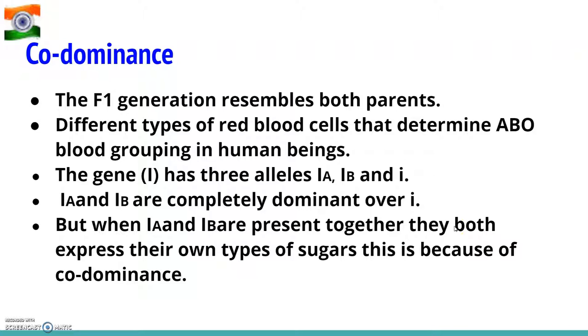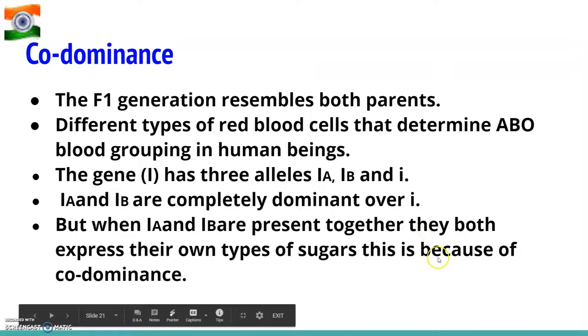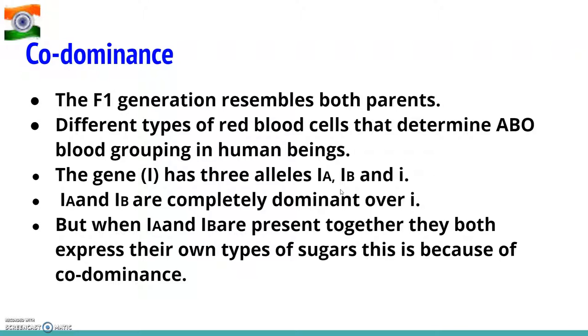And why do they express themselves? They express their own types of sugars, and that is because of codominance. So the AB blood group is an example of codominance. Here red blood cells have both A and B types of sugars. Since there are three different alleles, six different combinations of these three alleles are possible, and therefore a total of six different genotypes of the human ABO blood type are possible.